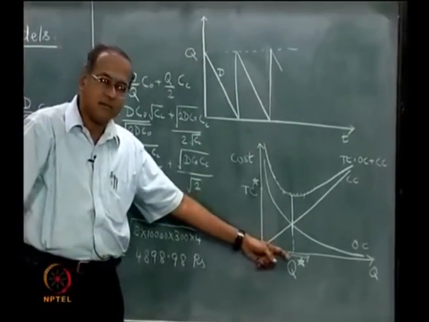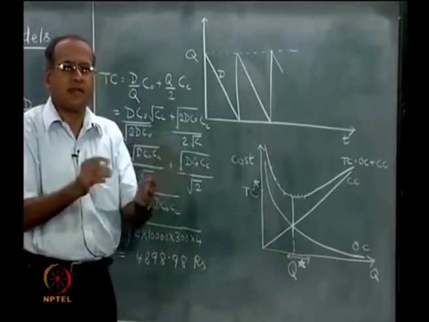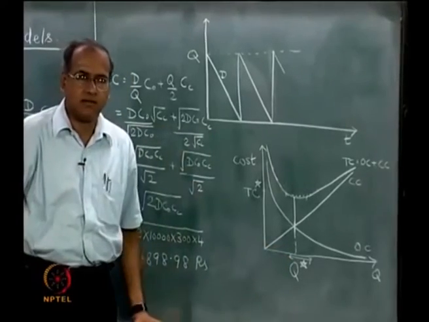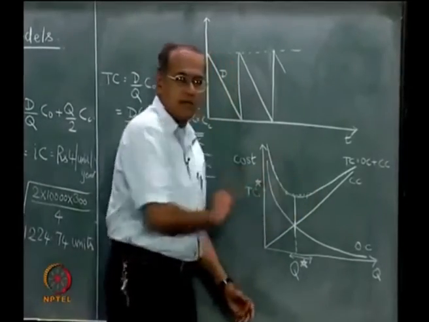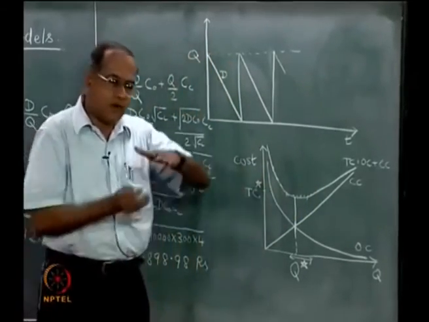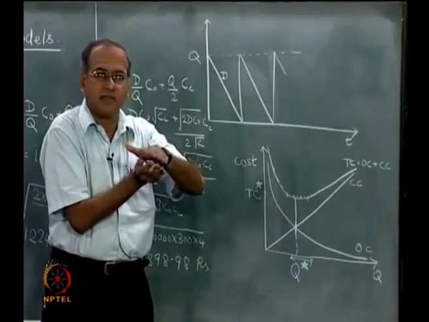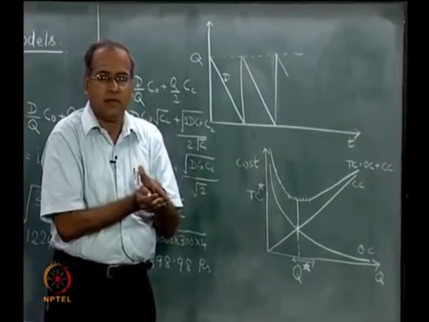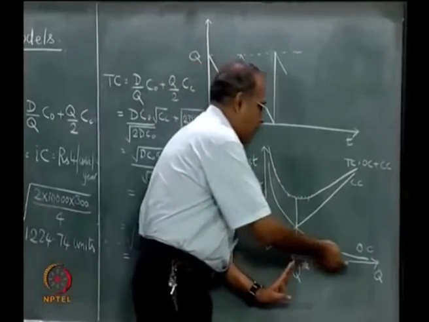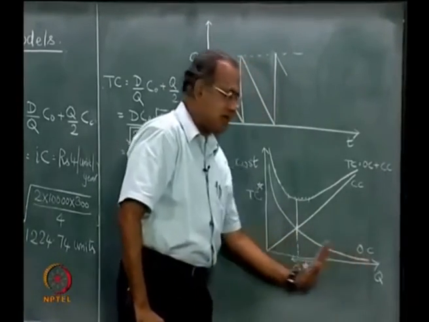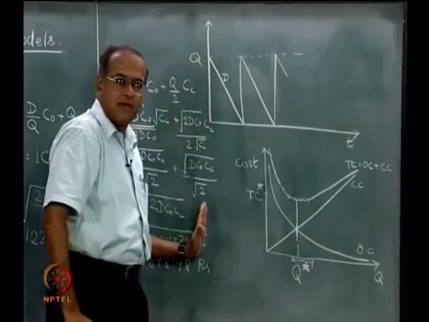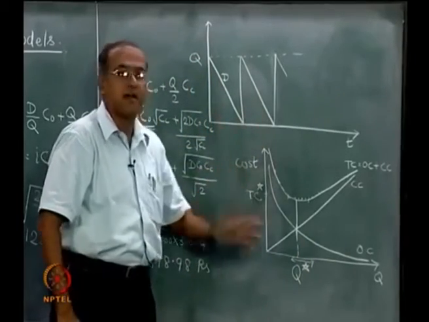So, as long as any ordering quantity Q is near Q star, up to say 10% on either side of Q star, you realize that it is very flat near the minimum, and therefore, the effect of increase in cost is not very high. Only when you move the ordering quantity Q significantly away from this, either this side or this side, you realize that the total cost is very high.